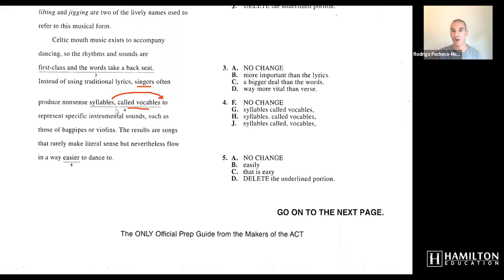And here we have commas. That's the only option. We see that with F, no change. We're missing a comma after vocables. We can eliminate F. We see that with G, we're missing the comma before called. H gives us the 2 commas that we need to frame those non-essential elements. This is why H is our correct answer. And we see that J also gives us 2 commas, but they are not fully around the non-essential elements. And that's why we would eliminate J.